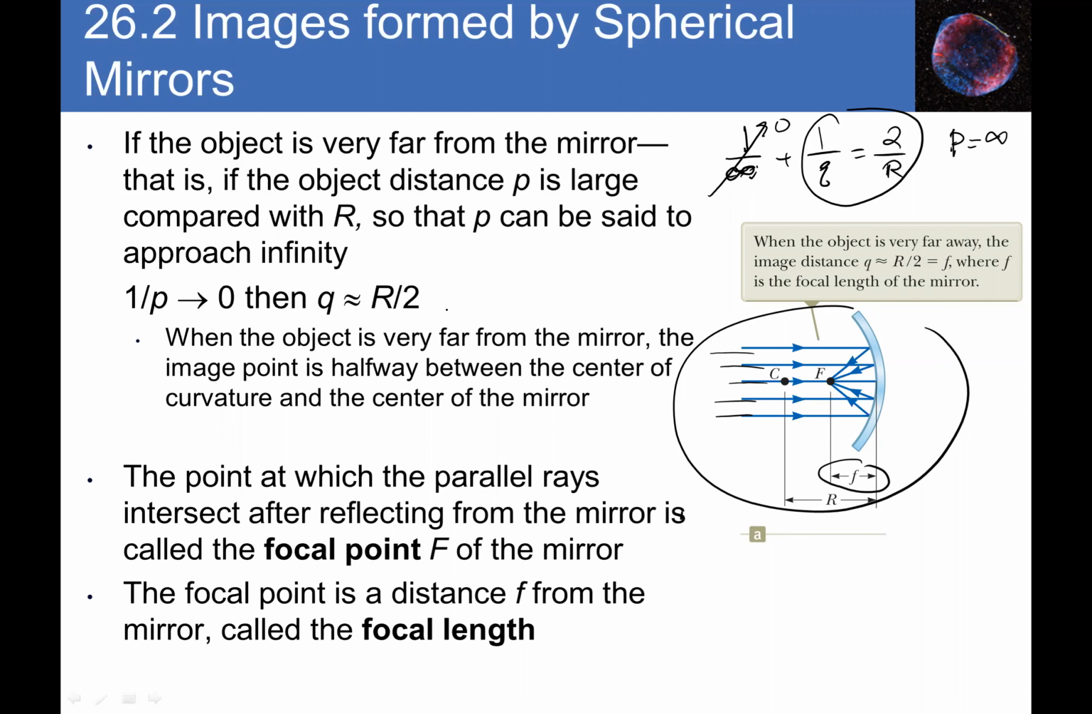Now we have r, which is the radius. And remember, this is the distance of this point C, right? How far away the point C is from the mirror, which is the radius distance.